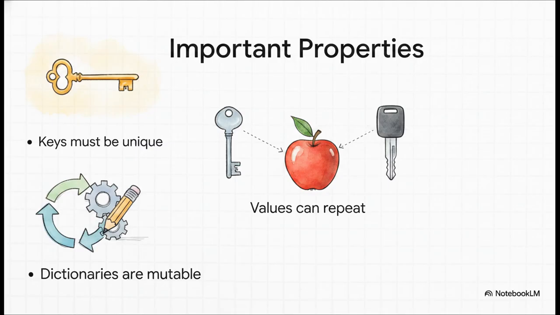And the final property to remember is that dictionaries are mutable. That's really just a fancy computer science term meaning you can change them. You can add, update, or delete values long after the dictionary is first created.